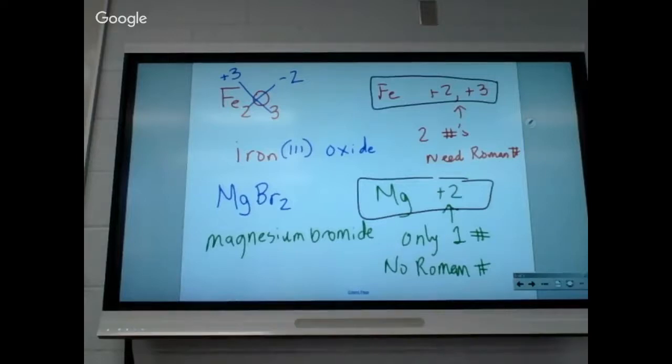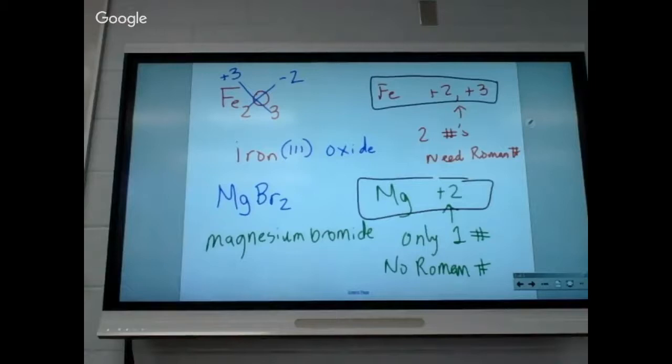The only time it doesn't get a Roman numeral is when there's how many numbers listed beside it? 1. How many numbers are listed beside aluminum, Jay? Oh, I was looking at manganese. Yeah, you're looking at manganese. My bad. Magnesium has 1. Manganese has multiple. That one's going to need a Roman numeral. This one is not. Antimony is going to need a Roman numeral.